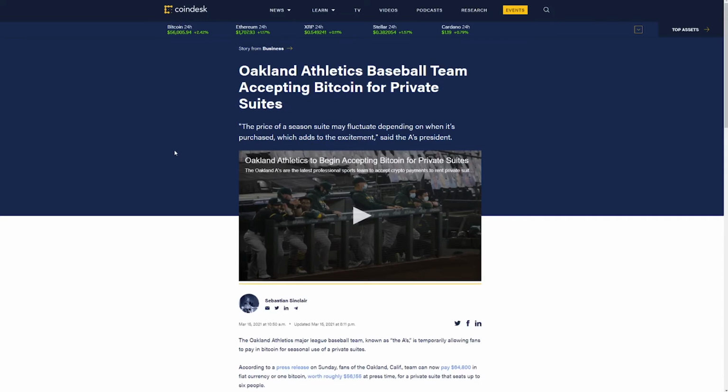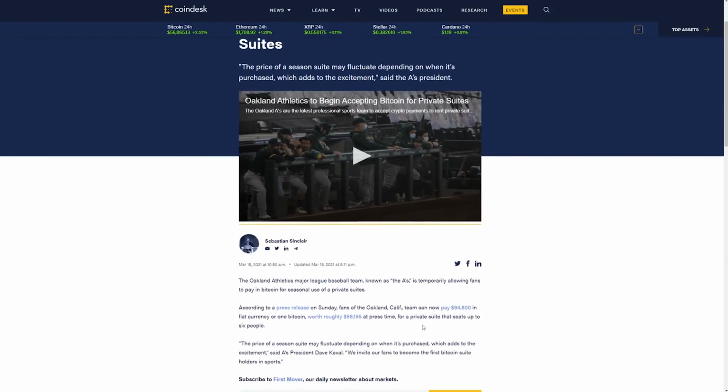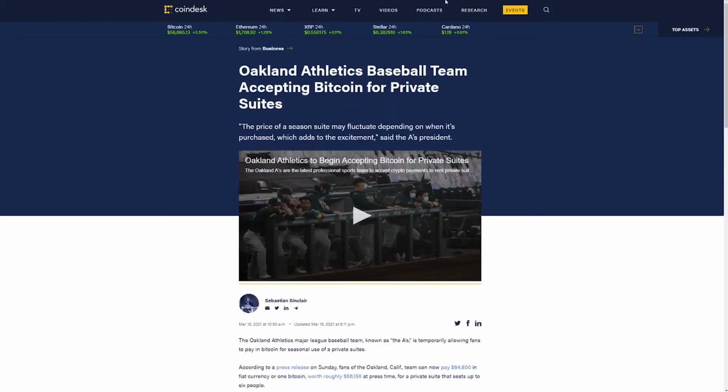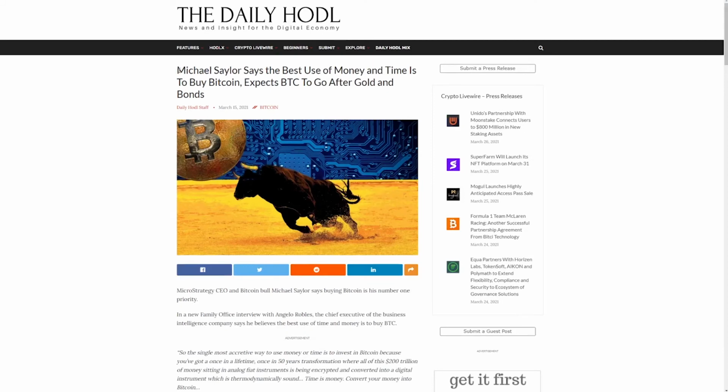And now, jumping to some news about Bitcoin, we can see that the Oakland Athletics baseball team is accepting Bitcoin for private suites. So you can basically buy those private seats for Bitcoin, which is just more adoption of Bitcoin, which is great. And then we obviously have more news from Michael Saylor, who we know is very bullish on Bitcoin.